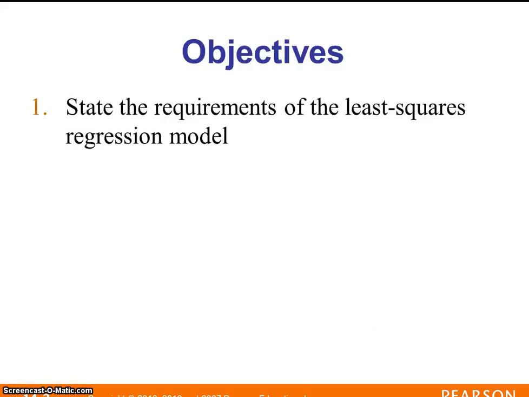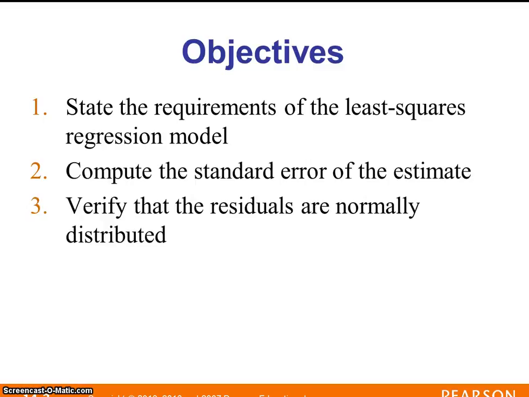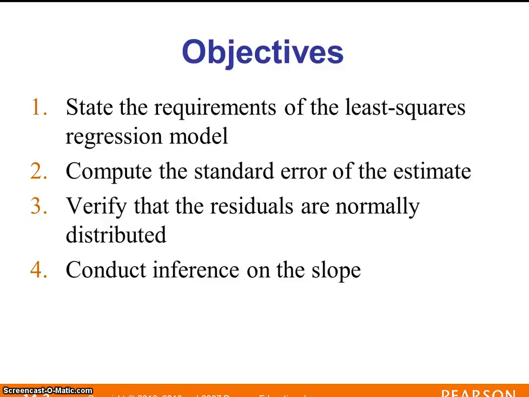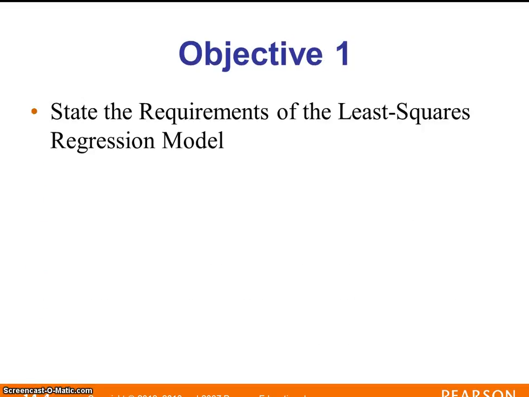So what we're going to do is state the requirements of the least squares regression model, compute the standard error of the estimate, verify that the residuals are normally distributed, and conduct inference on the slope. And then lastly, construct a confidence interval about the slope of the least squares regression model. So let's take a look at objective 1. Objective 1 is to state the requirements of the least squares regression model.